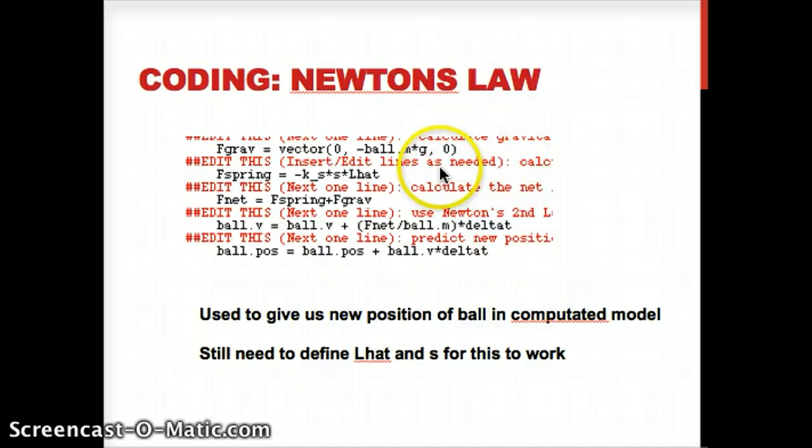F grav is just the ball's mass times the gravitational constant in the negative y direction. The spring force is negative ks times the compression of the spring times L hat, which is the direction of the force, and F net is just the sum of both of those forces. And this is what's going to give us the new points in our calculated model. It gives us the new velocity and the ball's position using the F net provided.